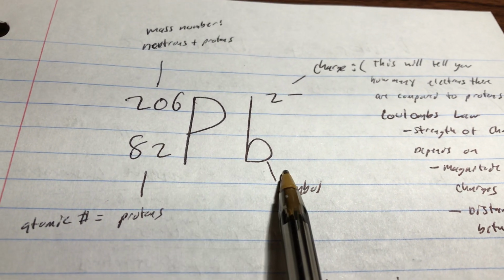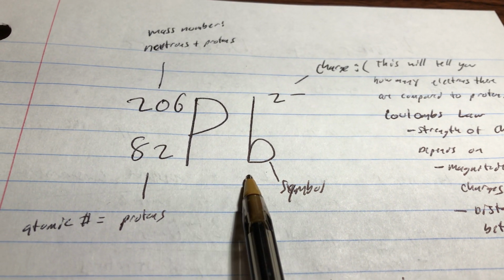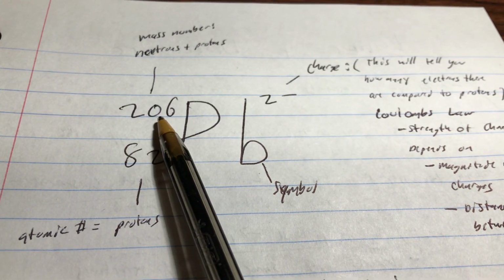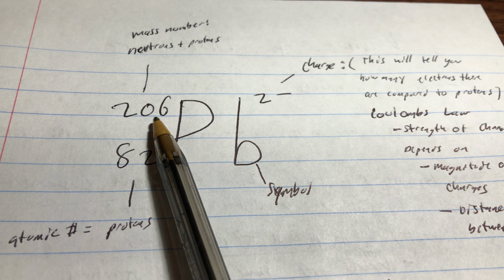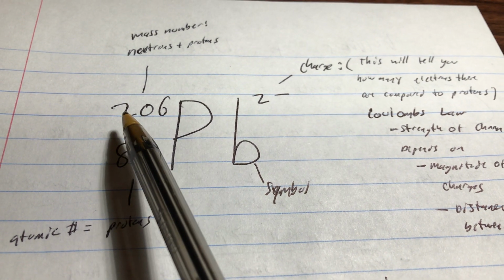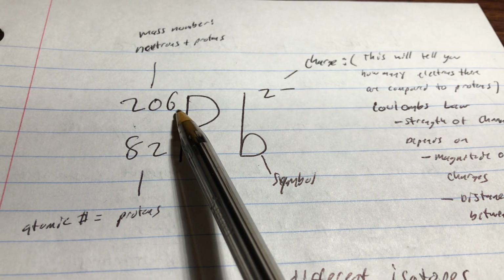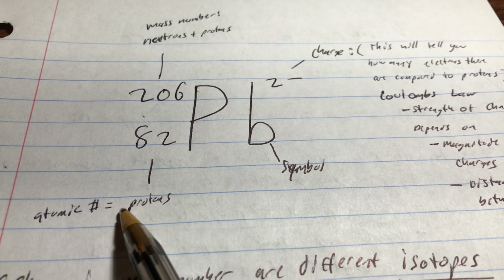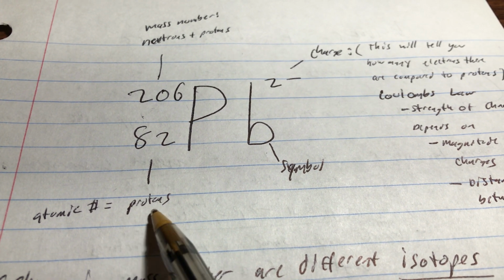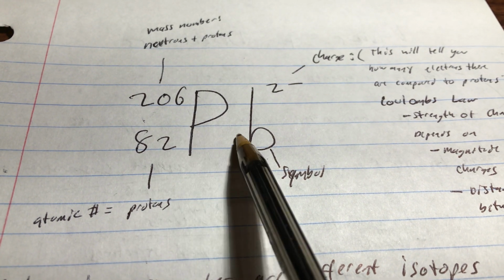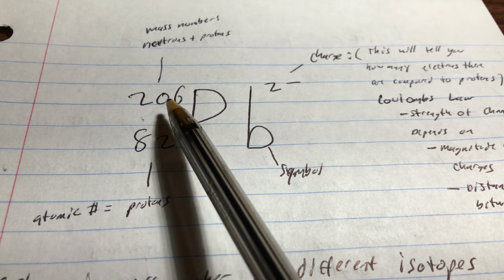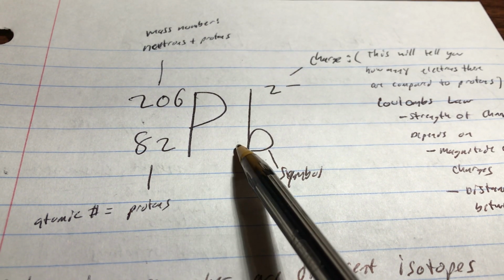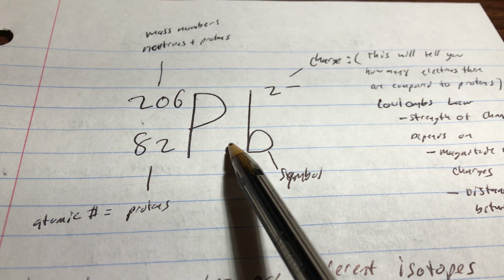First is how we read these things. This is the symbol of an element. The number in the top left is the mass number, and it tells you it's neutrons plus protons. This number can change. This is the atomic number, and this is how many protons there are. So you can easily do math to see how many neutrons there are by subtracting these two. This doesn't change as long as this doesn't change, because this identifies the element.